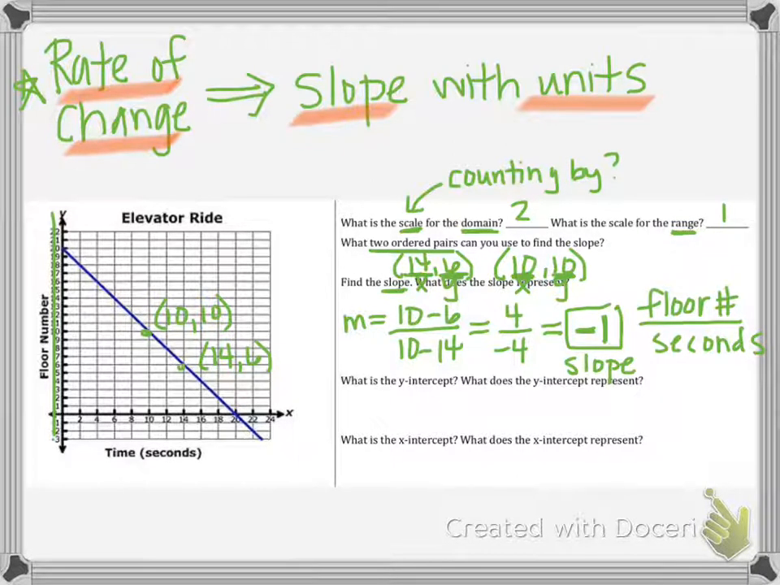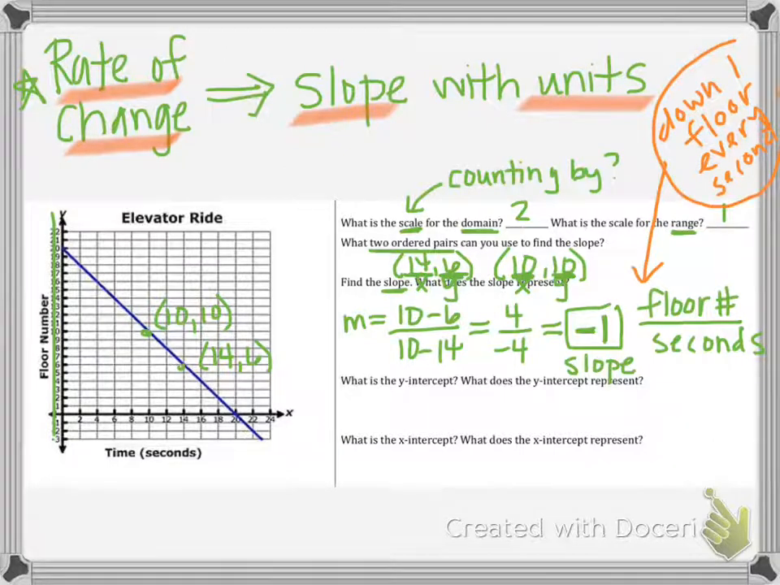If I put all of that together, actually let me write it out in words. Write it right here. It goes down one floor every second. And so now I have a little bit more meaning to my slope. This right here is my slope with units, my rate of change. So that's really what we're looking at here. We're trying to find meaning from our slope.